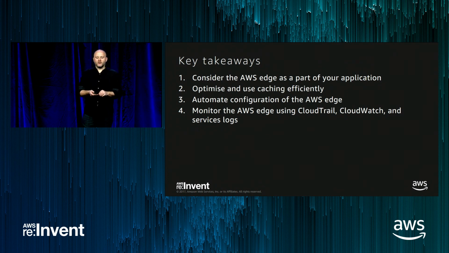Automate your configuration of AWS Edge. So this can be done using CloudFormation to automate it, but also think about using things like AWS Lambda to automate your configuration, to vary your AWS WAF rules in response to known threats. And then finally, to monitor your AWS Edge using CloudTrail, CloudWatch, and also the service logs that the individual services provide. That's the end of the session.